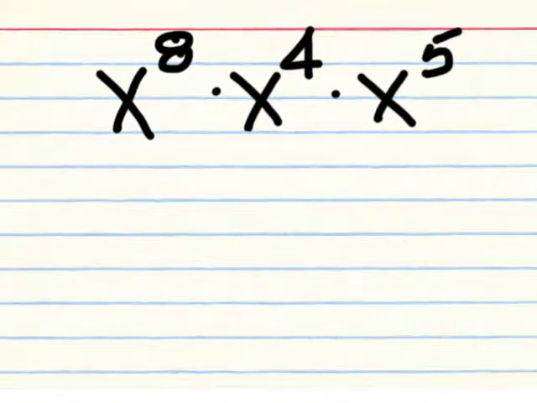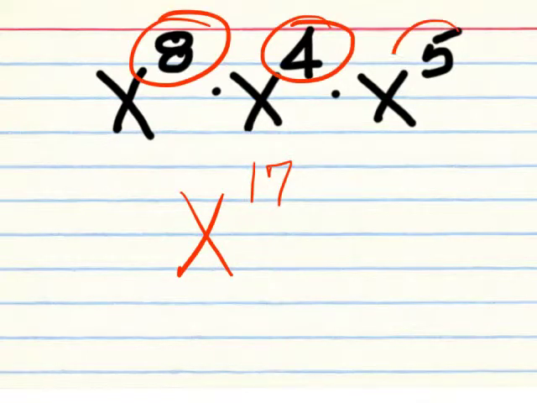What should the answer be for this one? 17. x to the 17th, that comes from 8 plus 4 plus 5. x to the 17th.